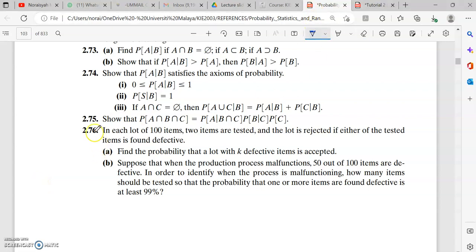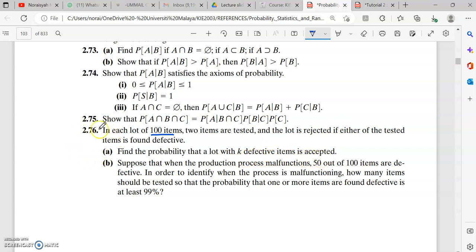Okay, this is for tutorial 2, question 2.79. So we have in each lot of 100 items, 2 items are tested and the lot is rejected if either of the tested items is found defective. A, find the probability that a lot with K defective items is accepted.